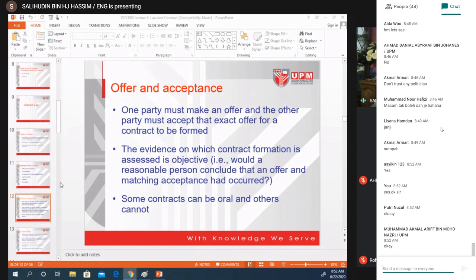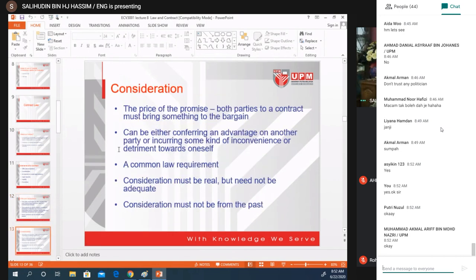So remember, in terms of relationship, you need to be trusted. Okay. Here is consideration. Any question about this one? But it need not be adequate, which means it does not need to be fair.